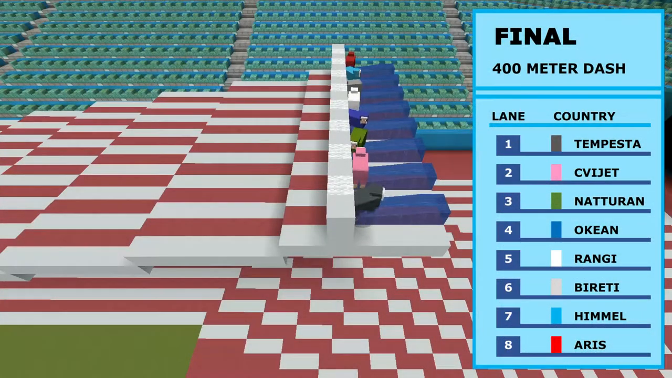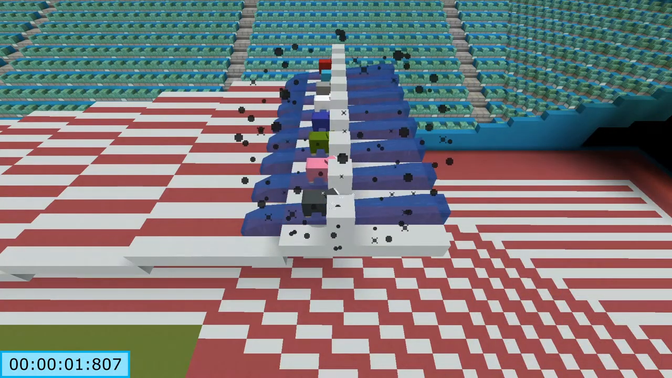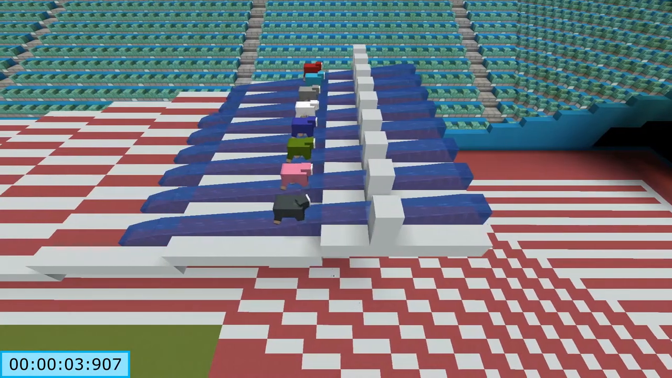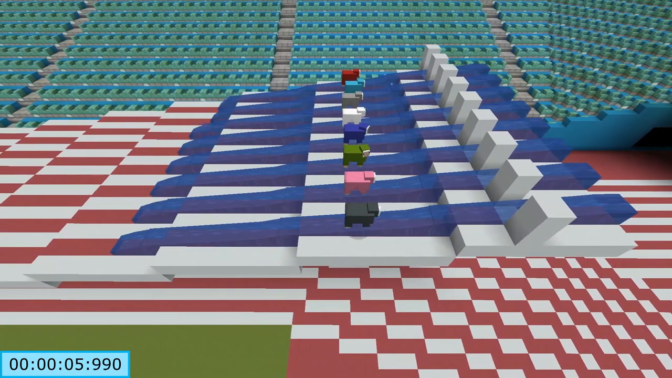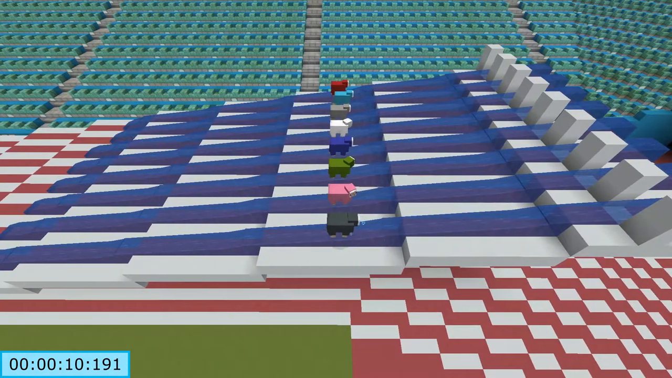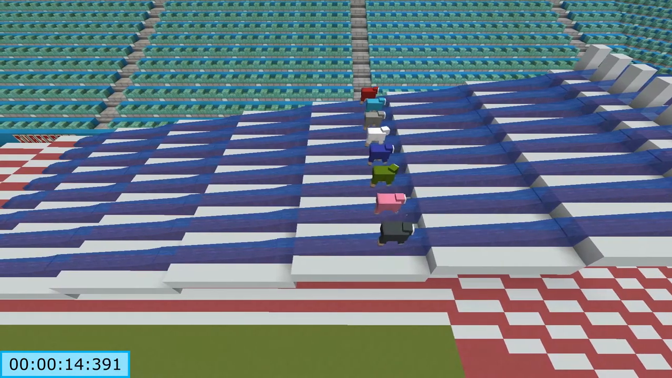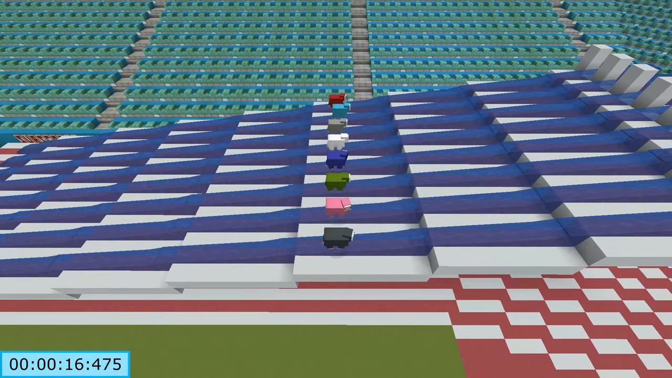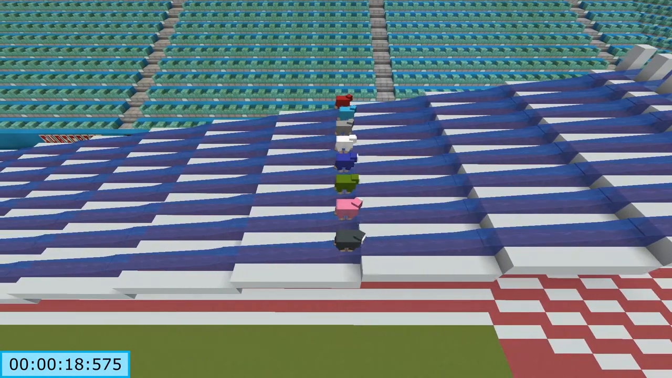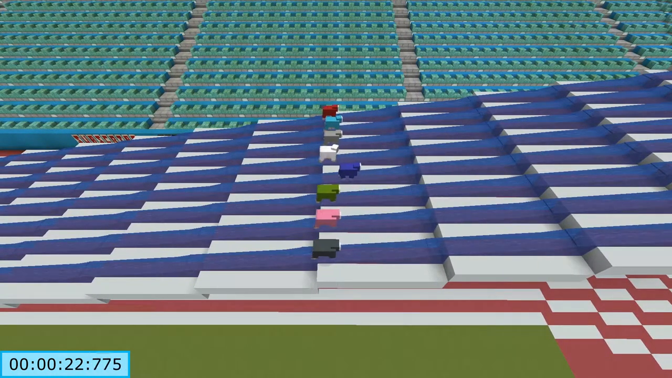Now this is what we've all been waiting for, the final of the 100 meter race. And there are all these athletes to find out who is the fastest in the world. Aris in lane 8, Himmel in lane 7, Bretti in lane 6, Rangi in lane 5, Okea in lane 4, Naturan in lane 3, Svia in lane 2, and Tempesta in lane 1. These are the fastest sheep in the world, but one of them will be crowned the fastest sheep.